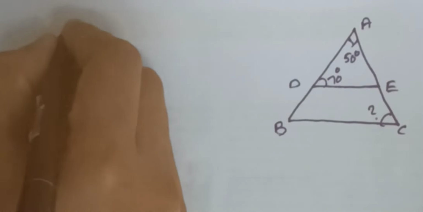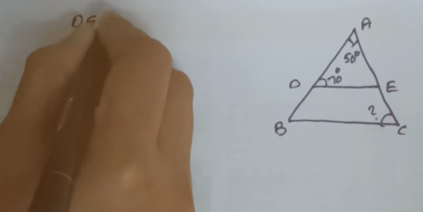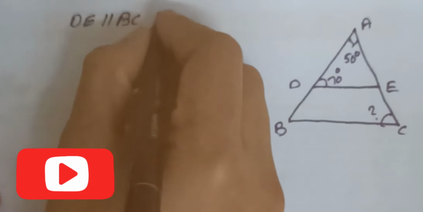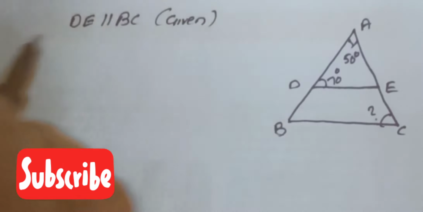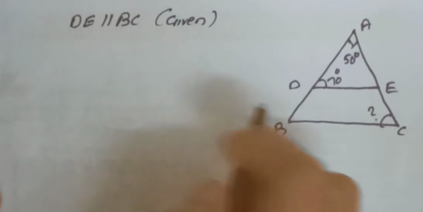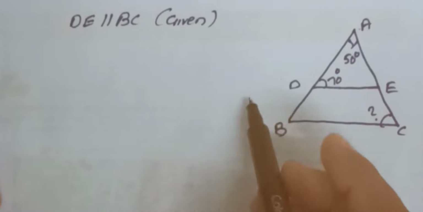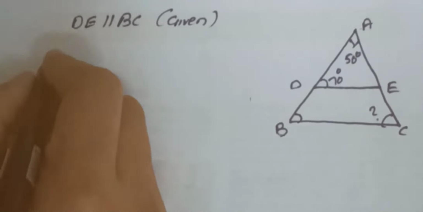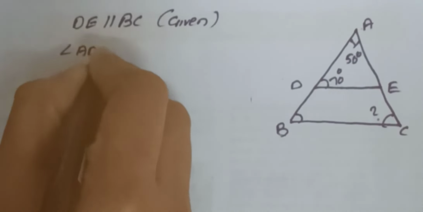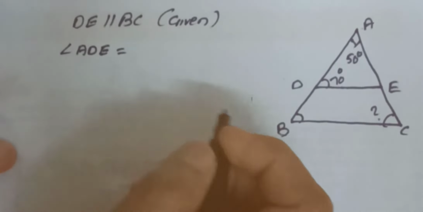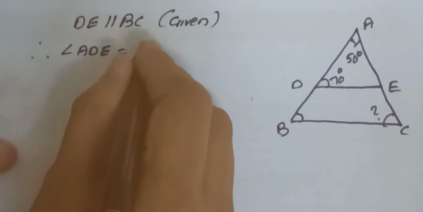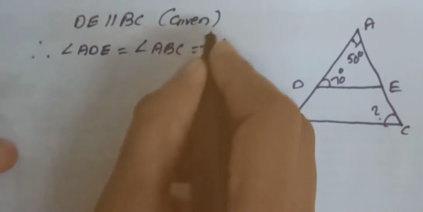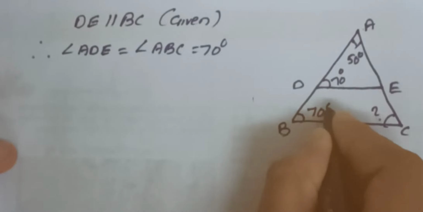Now it is given DE parallel to BC. See, DE is given parallel to BC in the question, isn't it? That means angle ADE is equal to angle ABC, and that is equal to 70 degree. So here angle ABC is equal to 70 degree.